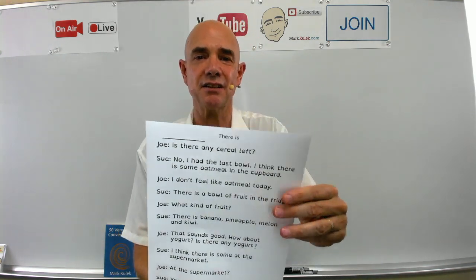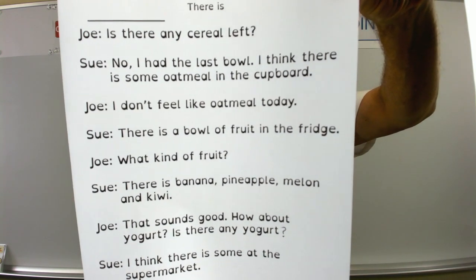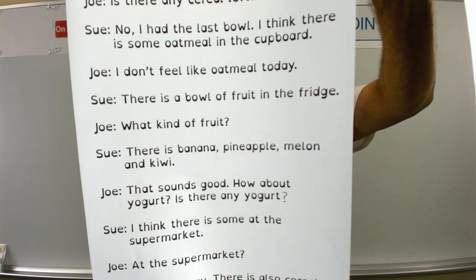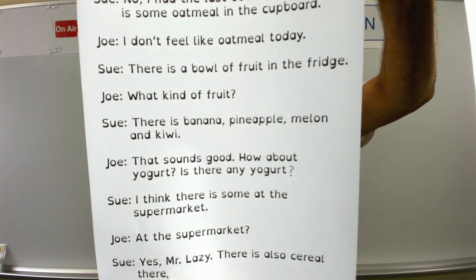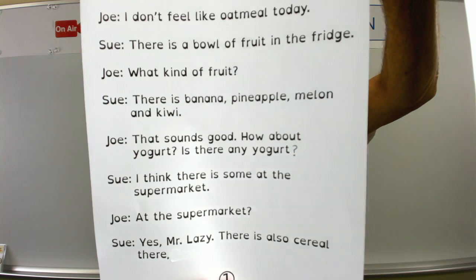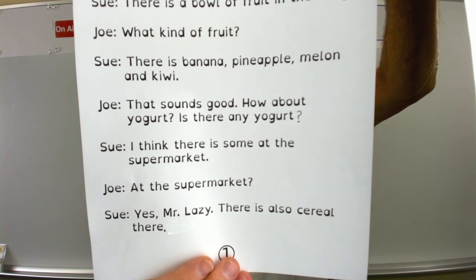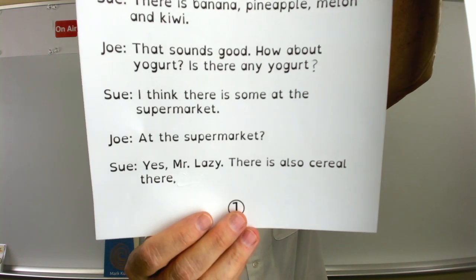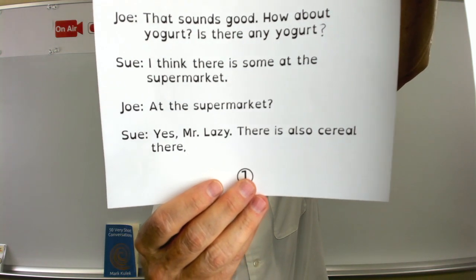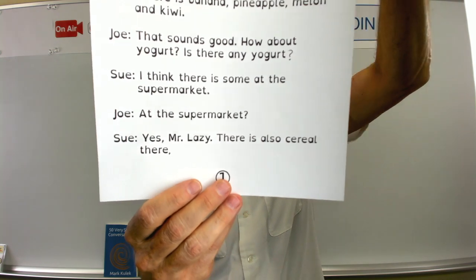Okay, great. Let's look at the conversation one more time just to make sure we got everything correct. Okay, here we go. Is there any cereal left? No, I had the last bowl. I think there is some oatmeal in the cupboard. I don't feel like oatmeal today. There is a bowl of fruit in the fridge. What kind of fruit? There is banana, pineapple, melon, and kiwi. That sounds good. How about yogurt? Is there any yogurt? I think there is some at the supermarket. At the supermarket? Yes, Mr. Lazy. There is also cereal there.